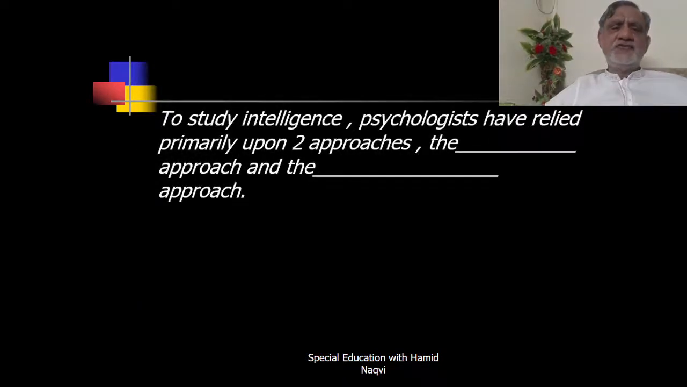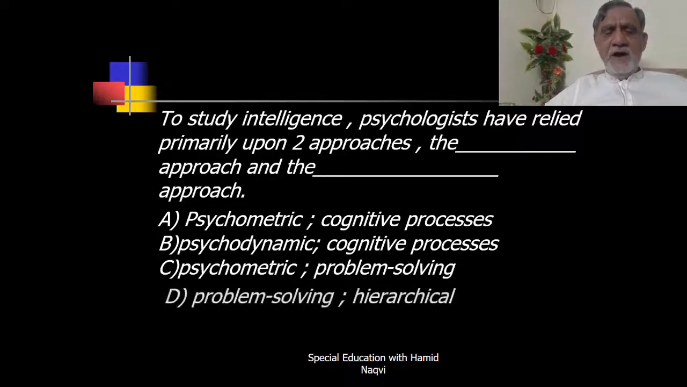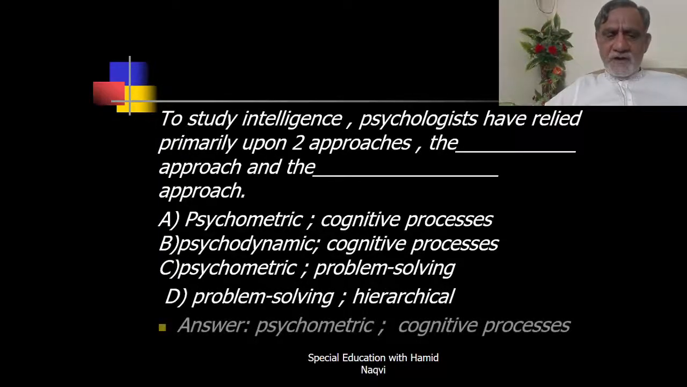Next question is, to study intelligence, psychologists have relied primarily on two approaches, the dash approach and the dash approach. Psychometric, cognitive processes; psychodynamic, cognitive processes; psychometric, problem solving; or problem solving, hierarchical. Answer is psychometric and cognitive processes.